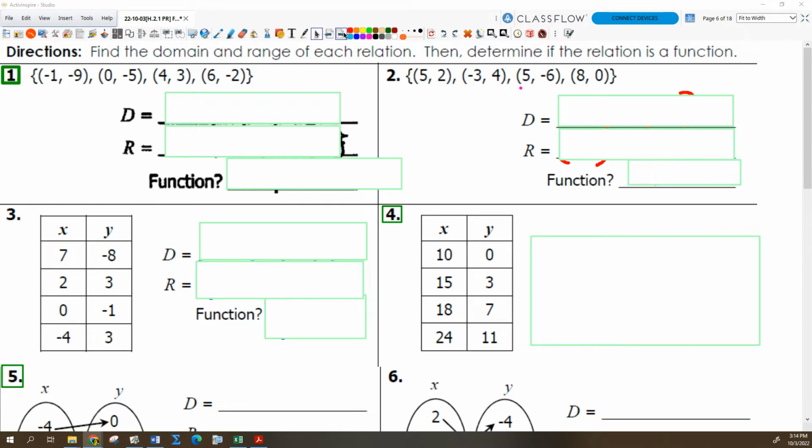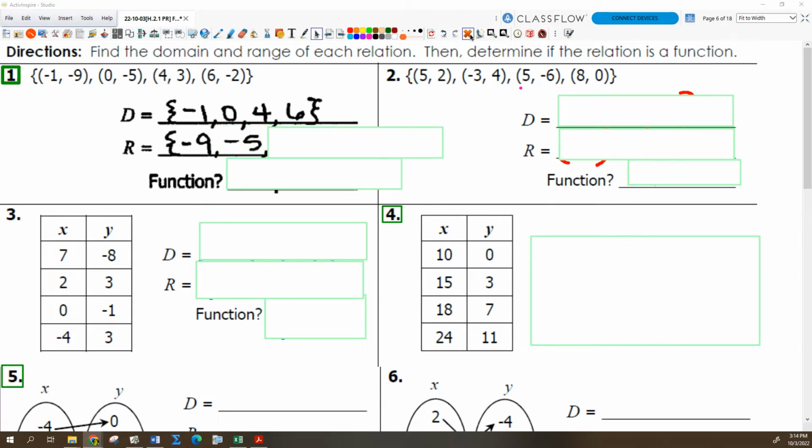What's the domain of this first relation? -1, 0, 4, and 6. Okay, so there it is. Notice that in this case, they happen to all be already aligned in numerical order, but when we write down a set of values, the domain or the range, we always want to include the elements in increasing numerical order. So what would the range be in this case? Okay, good. -9 first, -5, -2, and then 3.